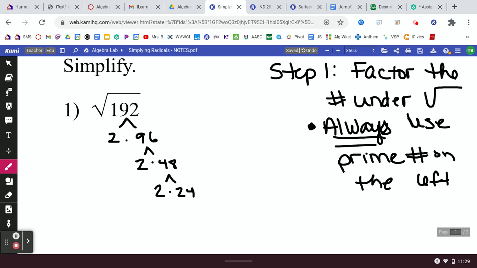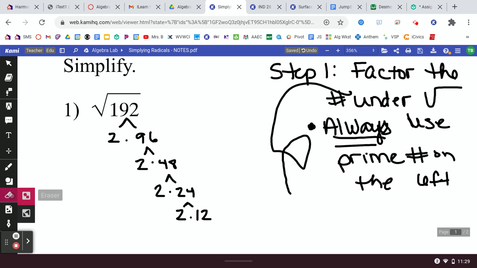Notice on the left, I have 2, 2, and 2. I'm keeping my prime numbers on the left, and I'm keeping all my 2's together, and that'll come in handy here in a minute. Is 24 even? So I can stick with 2, right? 2 and 12.